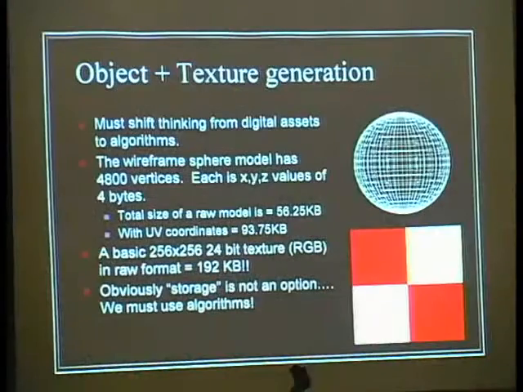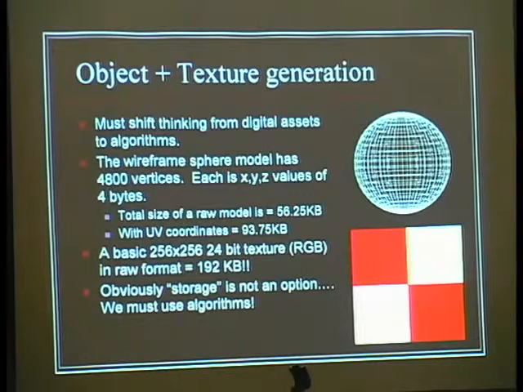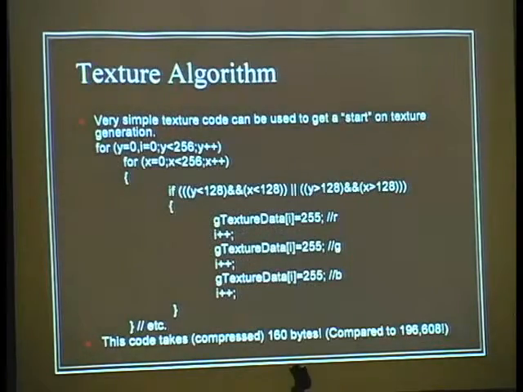So again, not possible. This texture here, which is a very basic texture, is 256 by 256. It's 24 bits, basically red, green, and blue, so 3 bytes, and its raw format is 192 bytes. So obviously storage is not an option, and we need to use algorithms.